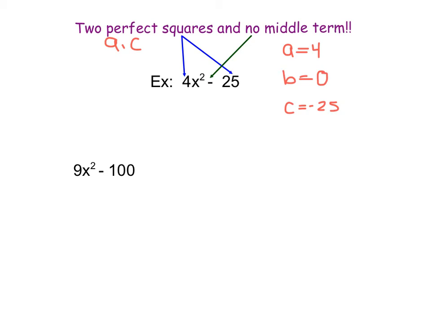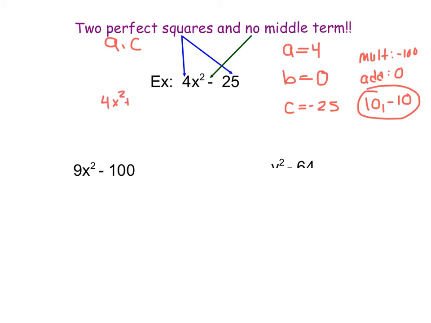So here what we need to do next is use our multiply-add trick from the ABC method. So I need two numbers that multiply to be negative 100 but add to 0. And as I start thinking through those factors of negative 100, what I remember is that 10 times negative 10 gives me negative 100, but these add together to be 0. So I can really rewrite this as 4x squared plus 10x minus 10x minus 25.